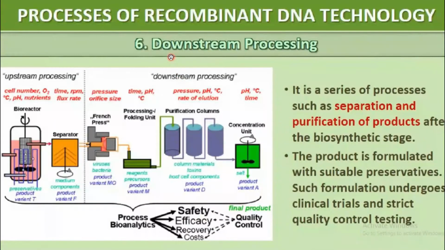Then the last step of the processes of recombinant DNA technology, that is downstream processing. So, what do you mean by downstream processing? It is a series of processes such as separation and purification of products after the biosynthetic stage. It includes separation and purification of the desirable protein. The product is formulated with suitable preservatives. Such a formulation undergoes clinical trials and strict quality control.